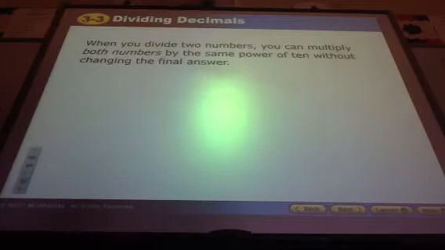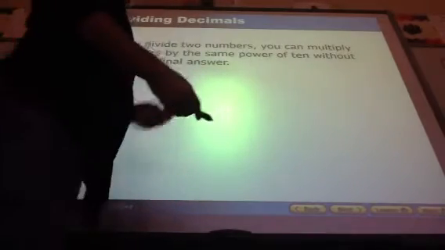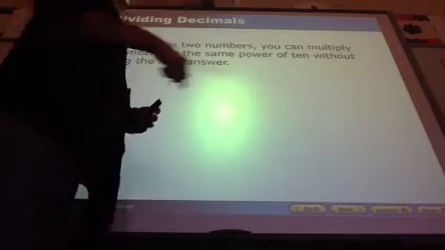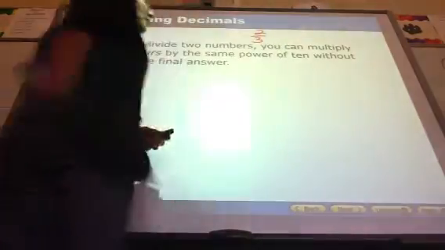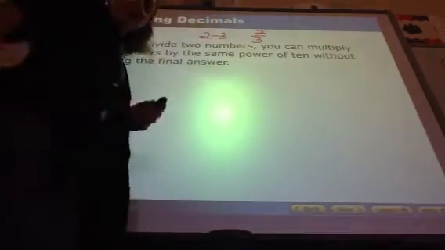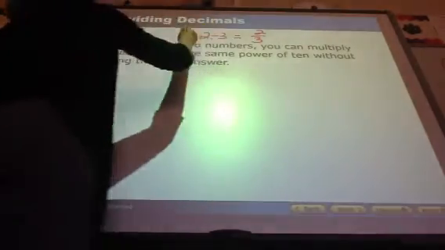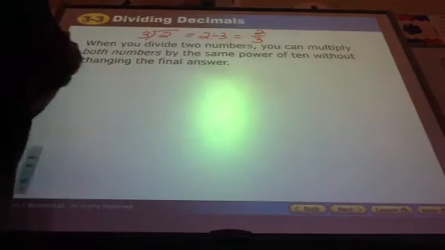It says when you divide two numbers, you can multiply both numbers by the same power of 10 without changing the final answer. And this goes back to the idea, I'm just going to put this up at the top, and I want to see this on your paper tomorrow. Let's say I have the number 2/3, that really means 2 divided by 3. We talked about that the other day. And that also means 2 divided by 3 written this way. They all mean the same thing.